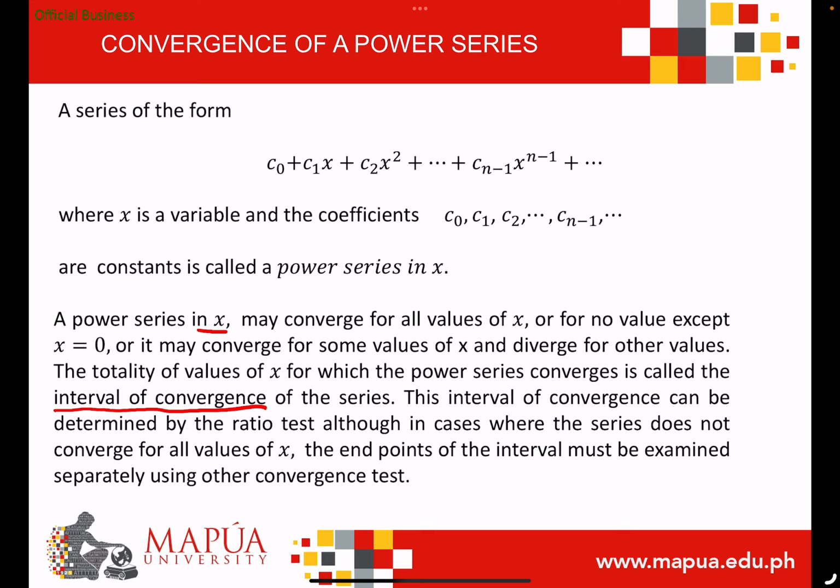This interval of convergence can be determined by the ratio test through the cases where the series does not converge for all values of x. The endpoints of the interval must be examined separately using the other convergence tests.